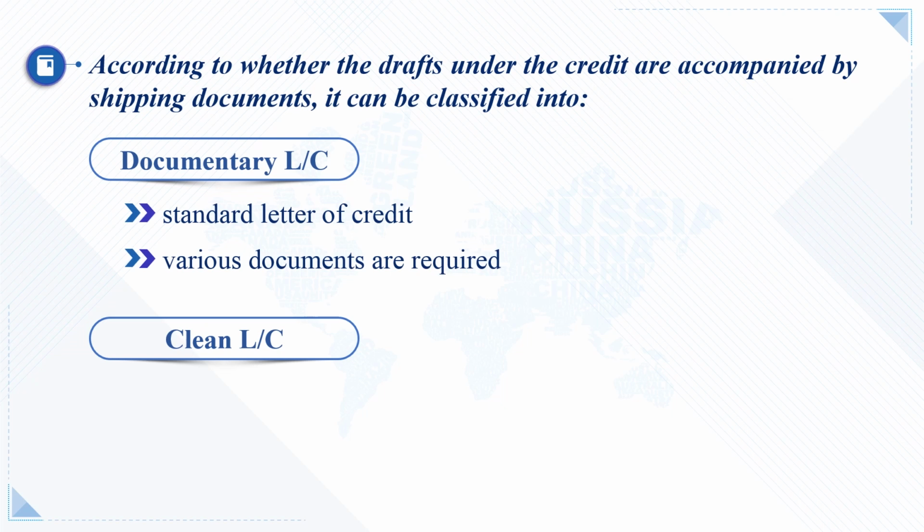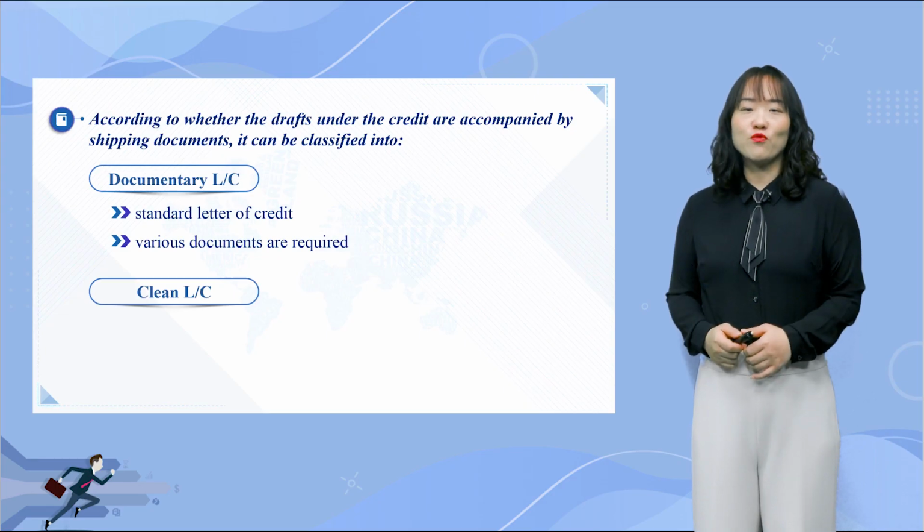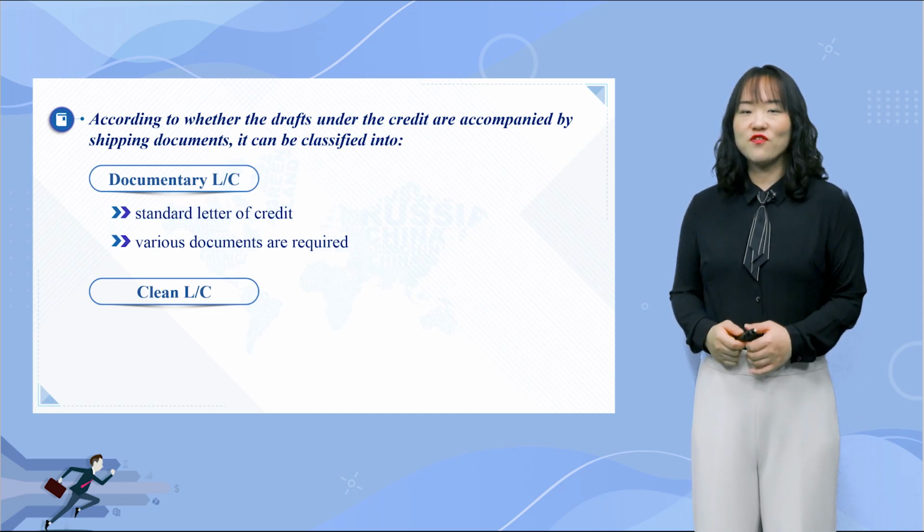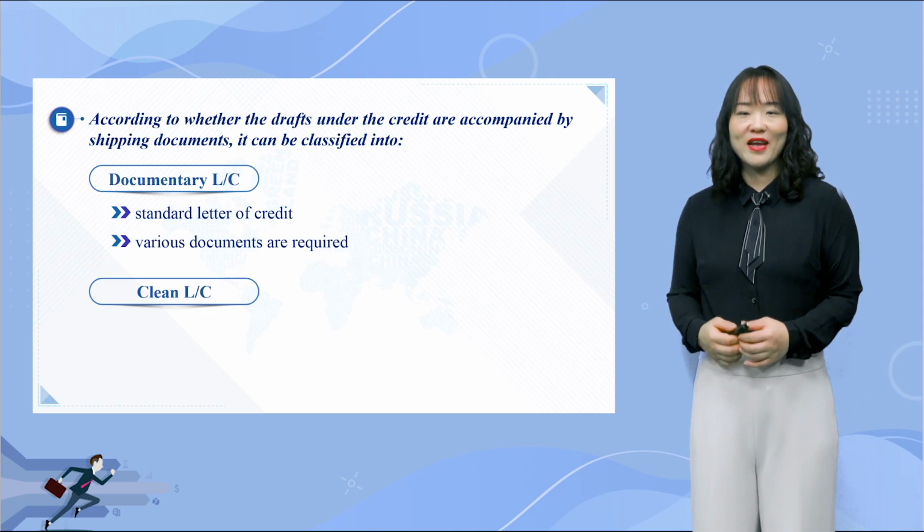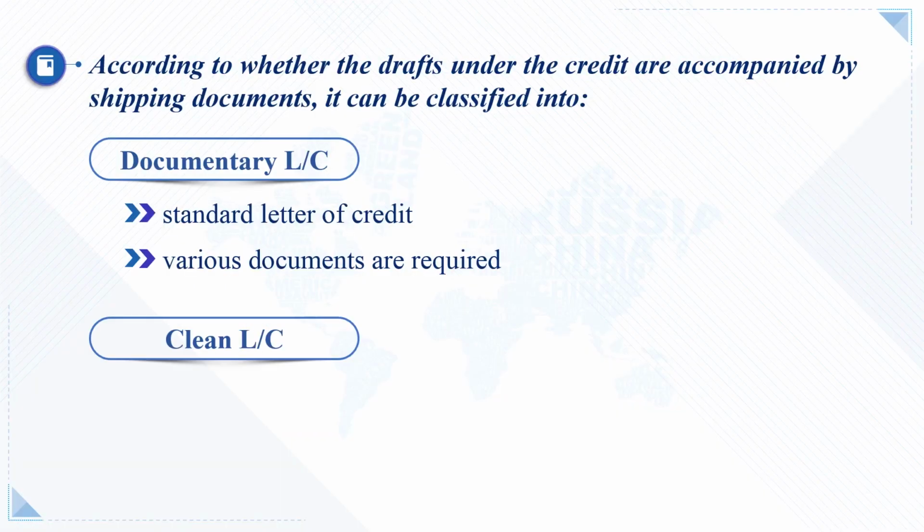Based on whether the draft under the credit is accompanied by shipping documents, there are documentary LC and clear LC. Documentary LC is a standard letter of credit that's commonly used in international trade and may also be referred to as a commercial letter of credit. It specifies the various documents which are required to be produced by the exporter to the importer. Normally, the documents specified in the documentary credit are commercial invoice, bill of lading, insurance policy, certificate of origin, certificate of inspection, packing list, etc.